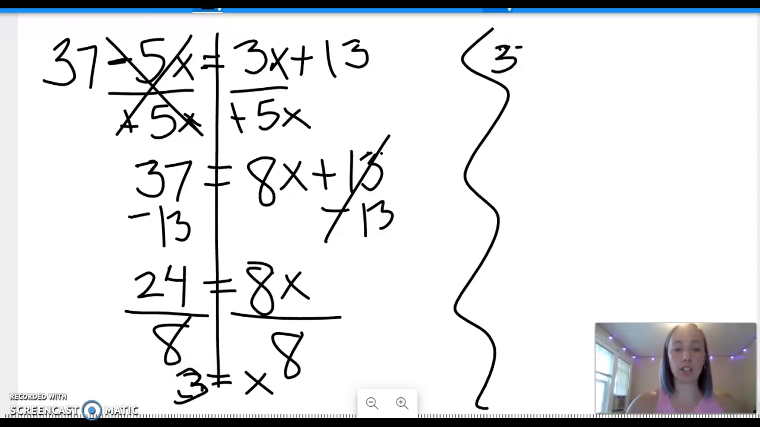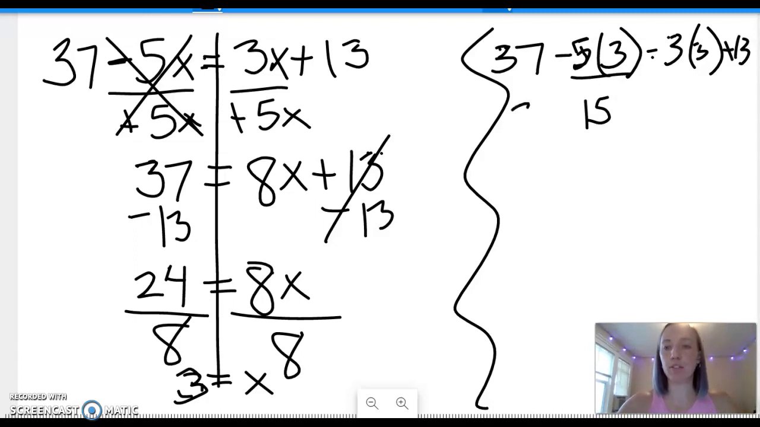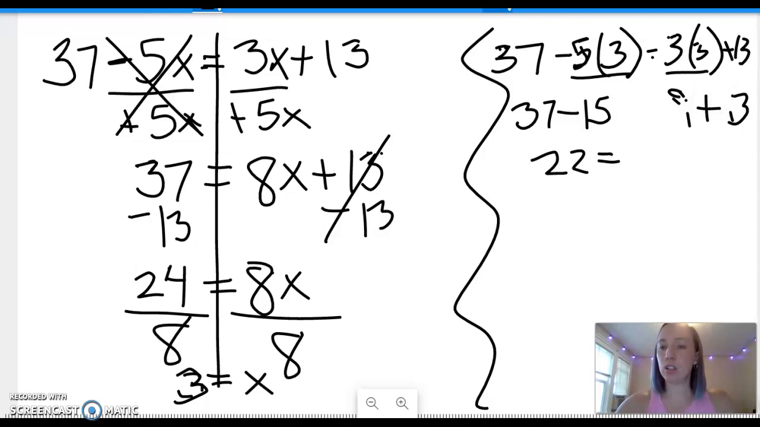So if I have 37 minus 5 times 3 equals 3 times 3 plus 13. So 5 times 3 is 15. I want to do that first because it's multiplying before I subtract. I end up with 22 on that side. Here I get 9 plus 13. So I get 22 on that side. Both sides are 22. Good to go.